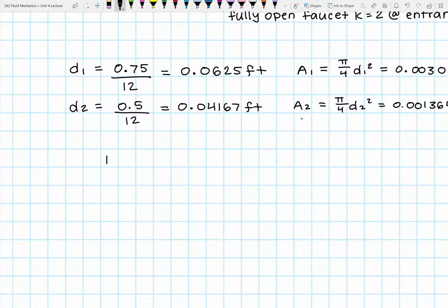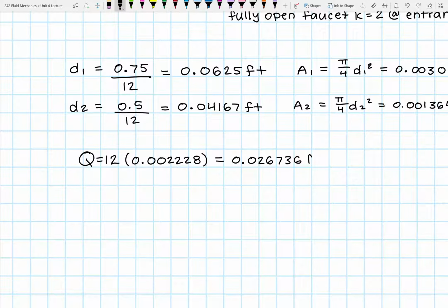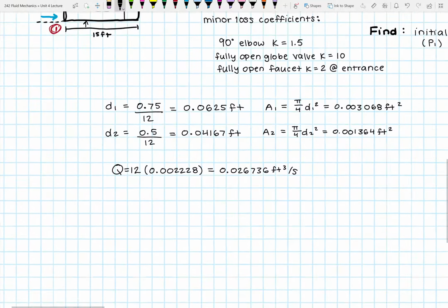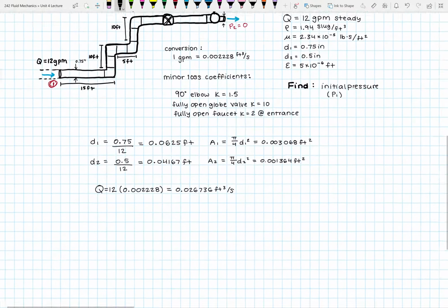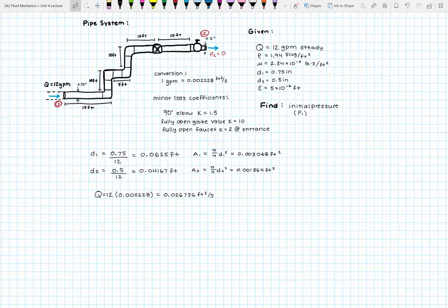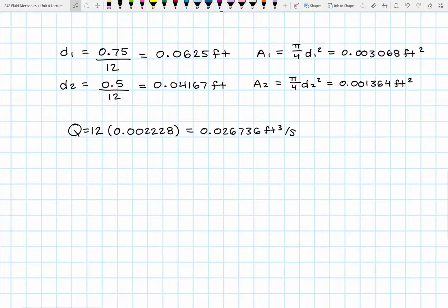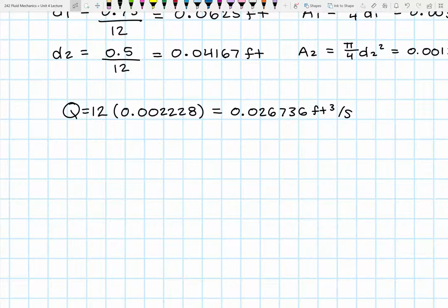So all we have to do there is multiply the volume flow rate that we were given by that conversion factor. And now our new Q is going to be 0.026736 feet cubed per second. And that is well and good, but in these types of problems, what we're primarily concerned with is velocities. So we're going to use this new volume flow rate to give us the velocities that we care about.